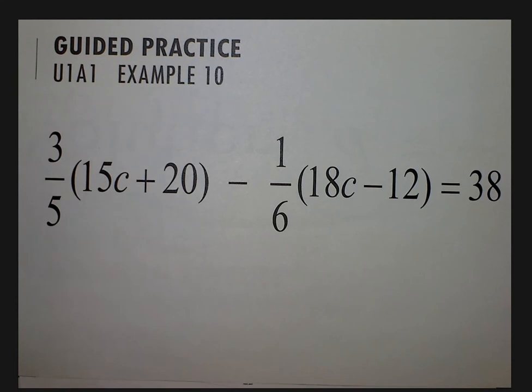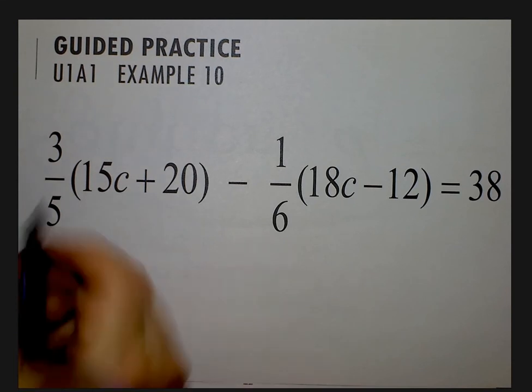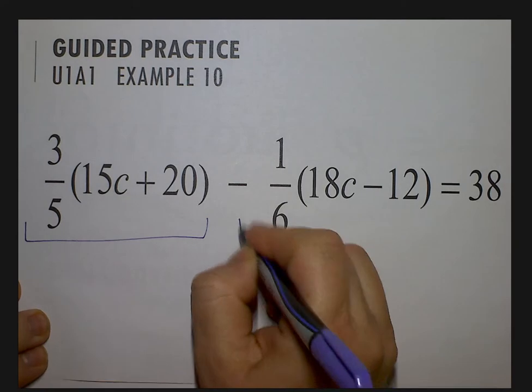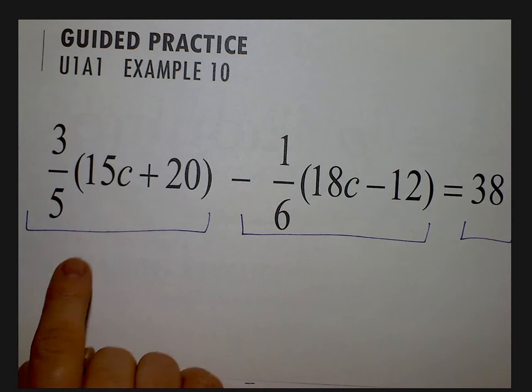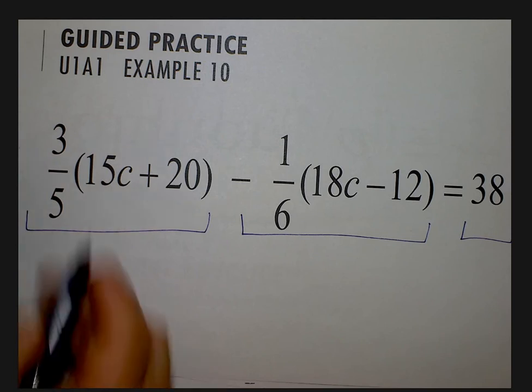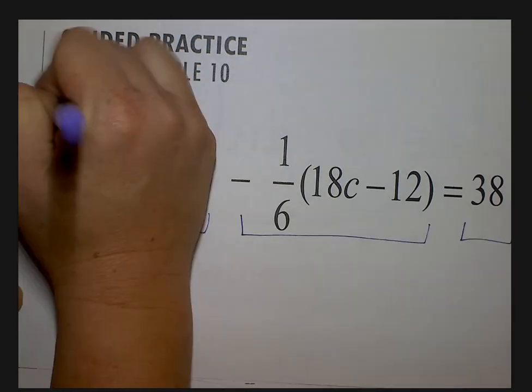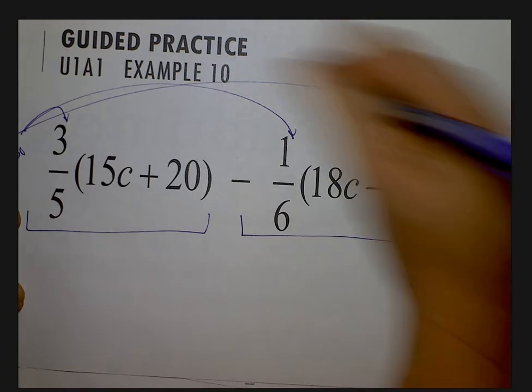You're going to look at the bottom of the two fractions. First of all, recognize this is one group, here's another group, and here's a third group. So looking at the 5 and 6, what number is the smallest number that 5 and 6 both divide into? 30, okay? So I'm going to put a little 30 here, and I'm going to distribute 30 to all three groups.